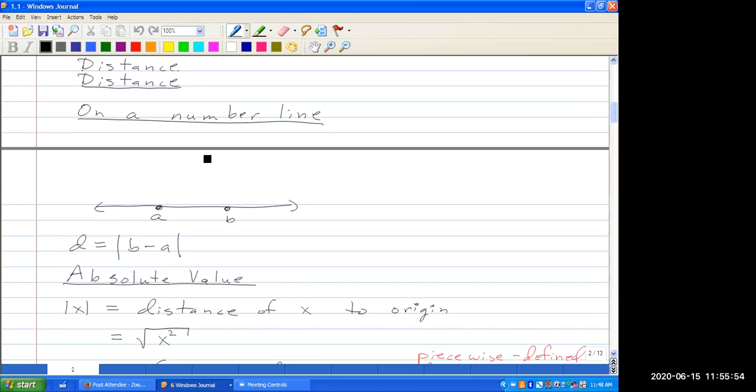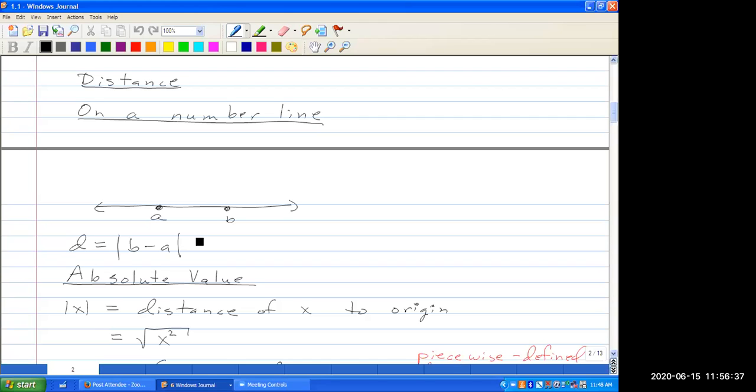So let's look at the distance first on a number line. Suppose you have the numbers 8 and 3. What's the distance from 8 to 3? Well, 5. How did you do that? You just did 8 minus 3 is 5. So the distance is just equal to, well, I don't know which one is bigger, a or b, and so it's just b minus a, but I'll put an absolute value since I don't know whether a is bigger than b or b is bigger than a.